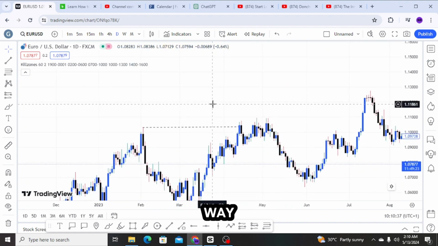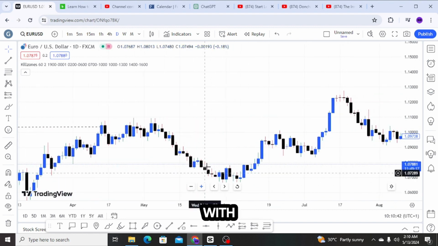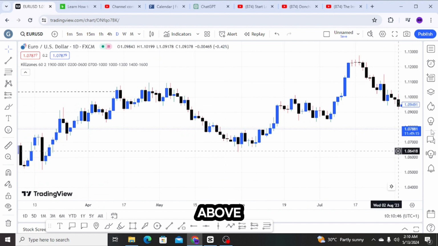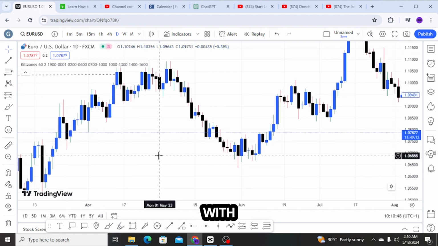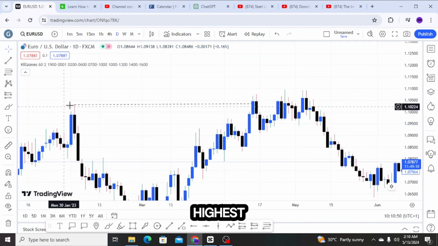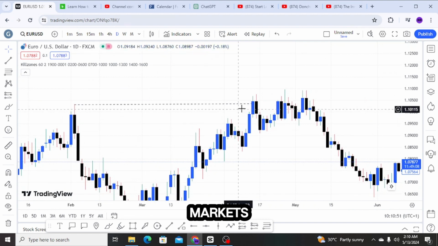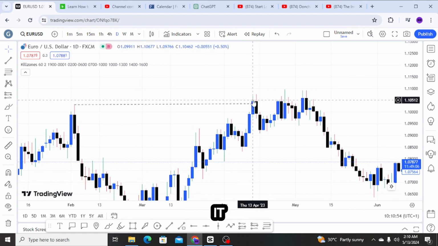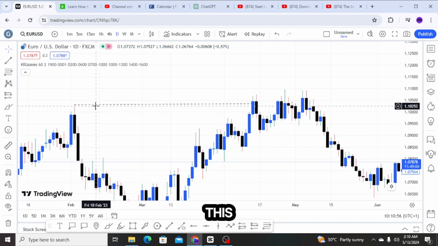The only way you will say that we have a break of structure is when the market closes with a body right above it. If the market closes with a body, as you can see, this is the highest point here, and the market closes with a body above it, that is when this break of structure is now valid.